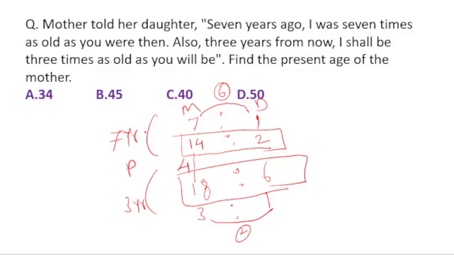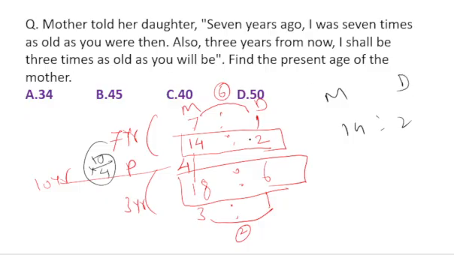But the year gap between these two ratios is 7 years and 3 years, which means the total gap is 10 years. So we get the multiplier, 10 upon 4. So we get this ratio, 14 is to 2: the mother is 14 and the daughter is 2 before 7 years. We multiply by the multiplier because they asked the mother's age, so we multiply the mother's age ratio.